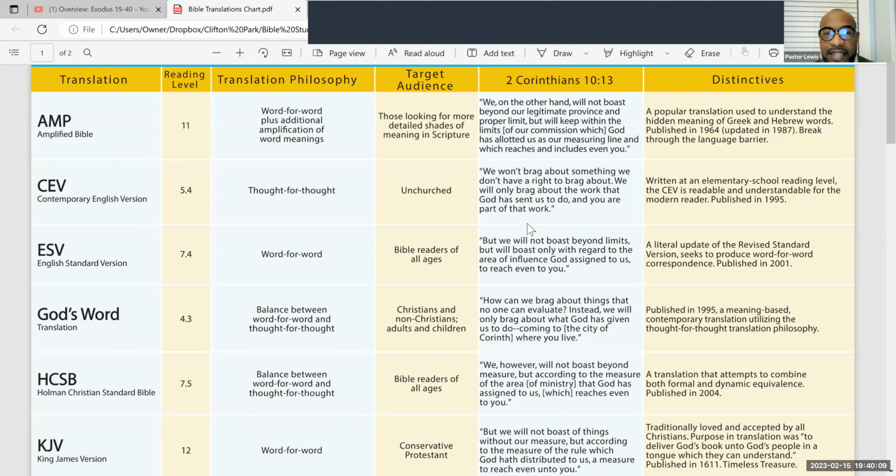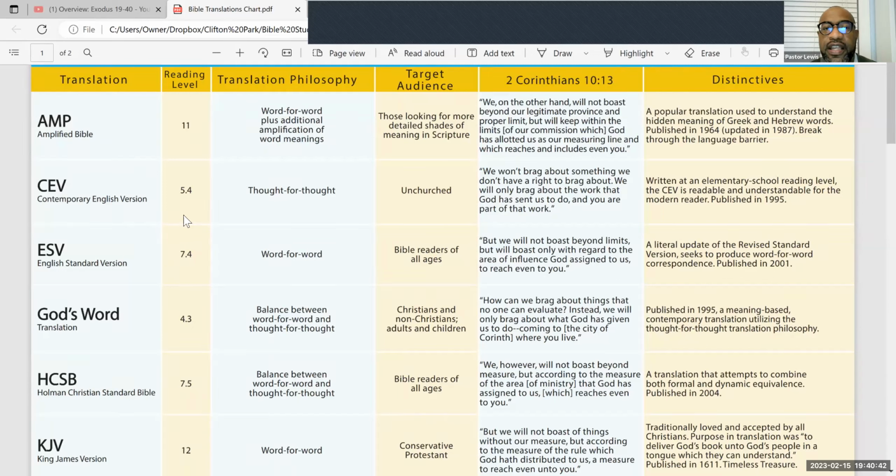It's the same text. Some of it is translated word for word. Some of it is translated thought for thought. But by reading different versions, it gives us a rounded out version. One of the things that I think is interesting about this particular chart is it shows us that the different versions of the Bible are written for a different reading level, right? So these are the grade levels, right? So if you're reading the Amplified version, it's essentially an 11th grade understanding.